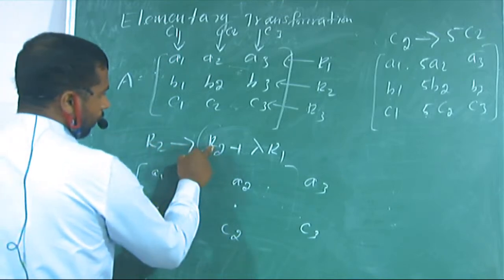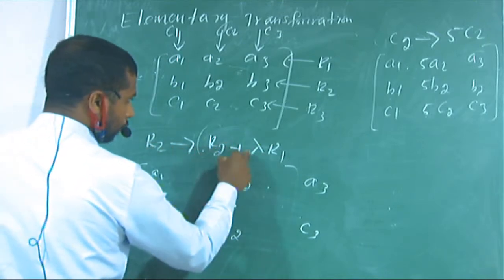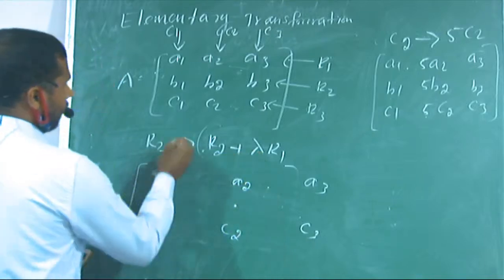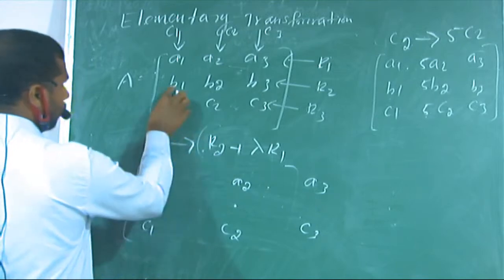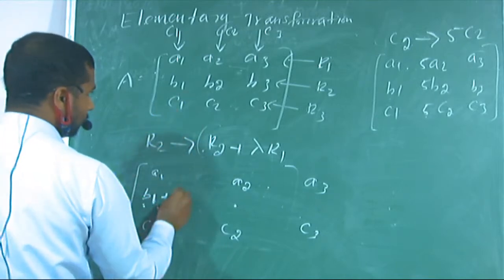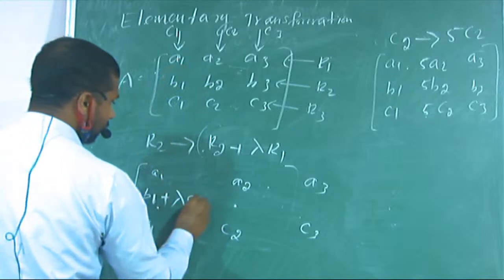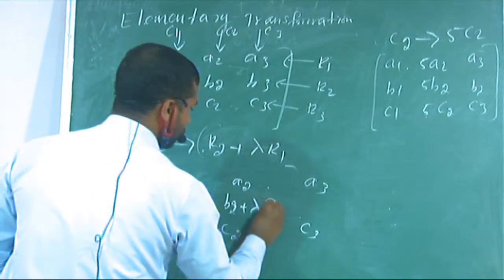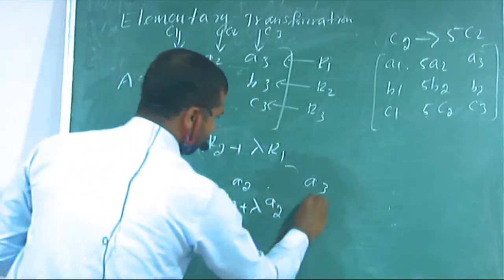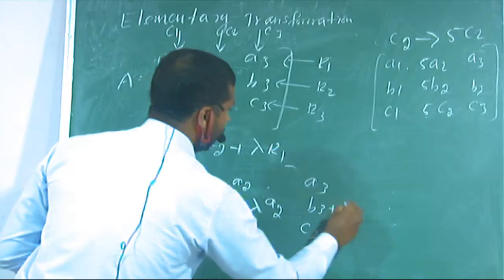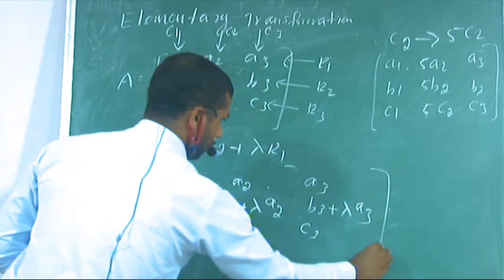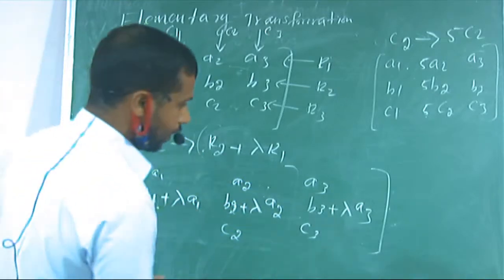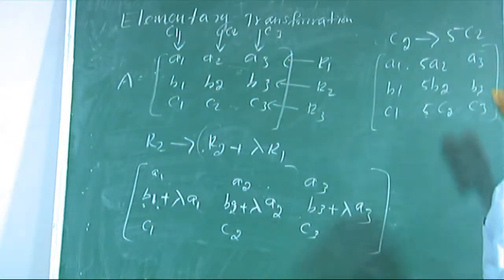Row 2 becomes row 2 plus lambda into R1, where the constant lambda is a non-zero scalar. So the new row 2 is B1 plus lambda into A1, then B2 plus lambda into A2, then B3 plus lambda into A3. This is our sum of rows, R2 plus lambda into R1.